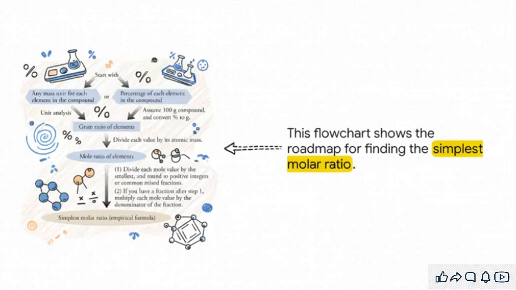This flow chart here shows the roadmap perfectly. See how we start at the top with either percentages or mass? Then we just follow the arrows down, convert to grams, then to moles, and then we run our division and multiplication steps, and it leads us right to our first big clue, the empirical formula.